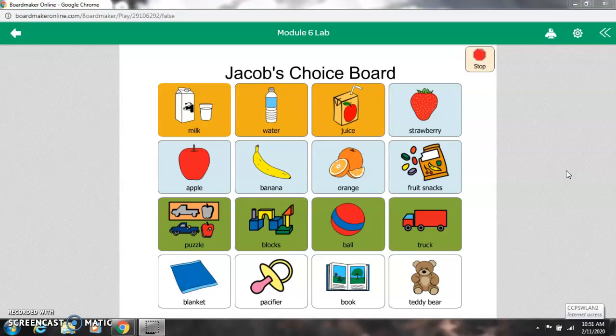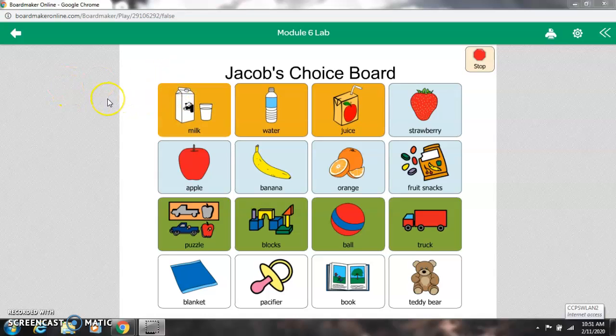So as you can see, I color-coded the different categories. I wanted to play around with that feature, so the drinks are in orange, the food is in blue, the toys are in green, and then your bedtime needs and wants are in white there at the bottom. I will play each one.